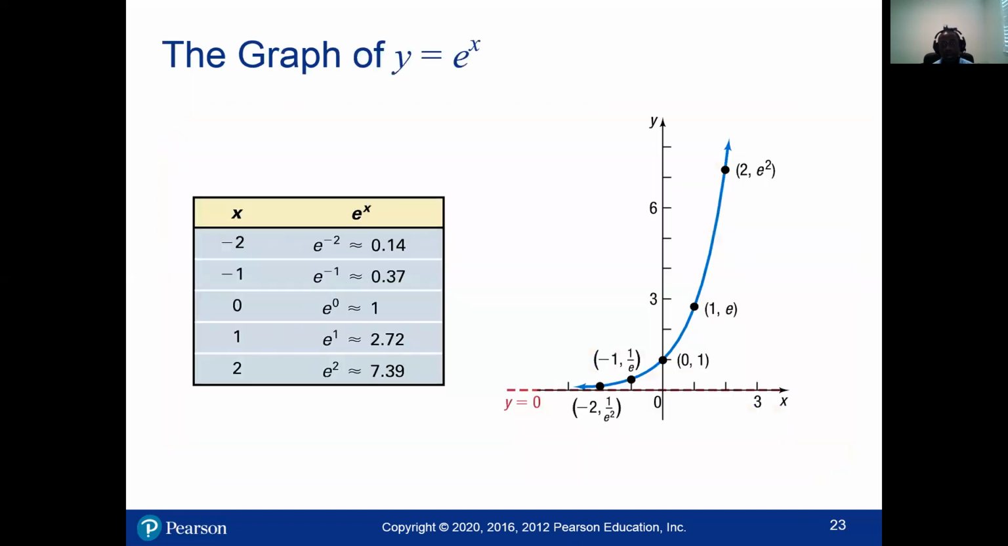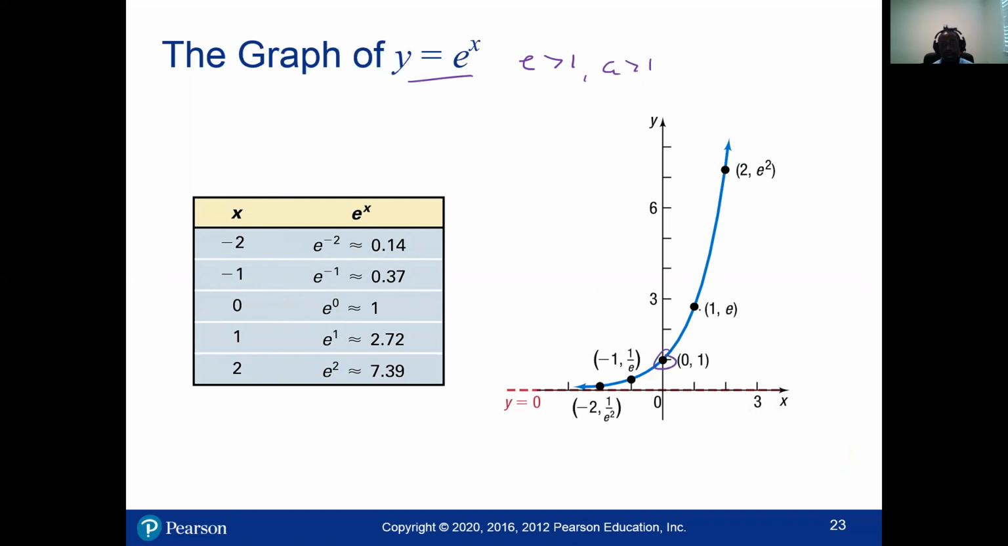All right, so let's look at the function. We'll try and graph e raised to x. The base e has a value greater than 1, so it behaves like a is greater than 1. It's going to be an increasing function, and it's going to pass through the same points.